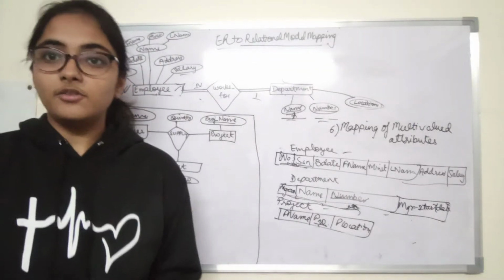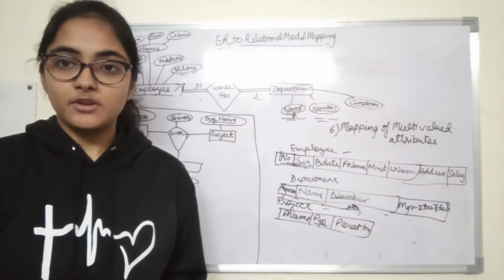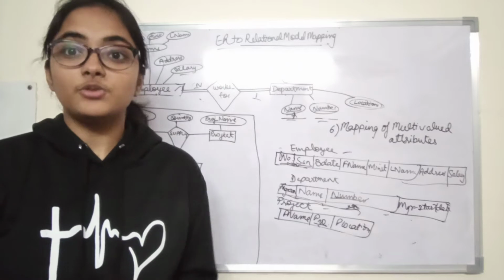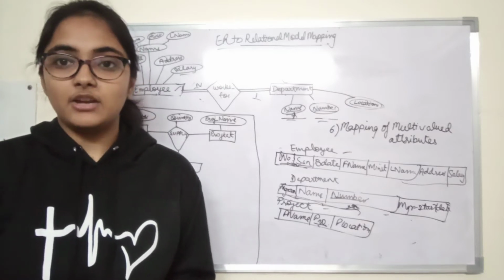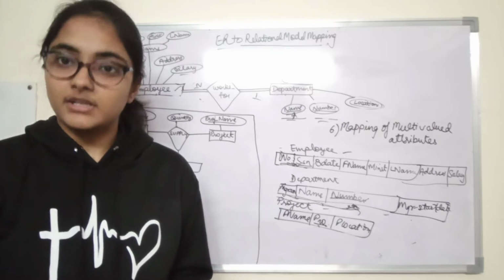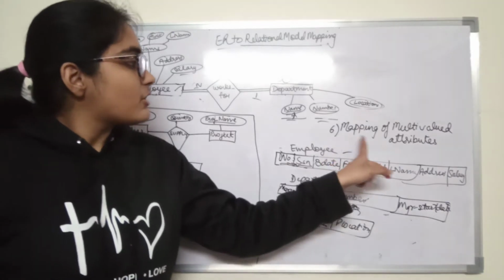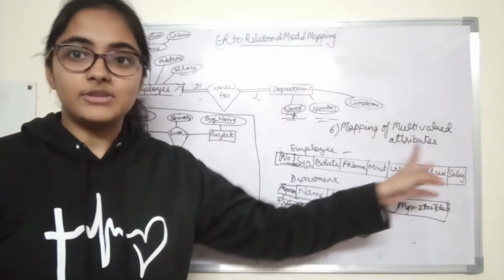Till the previous video, we talked about the first 5 steps of the algorithm to map ER model to relational model. So in this video, we are going to be talking about the 6th step of the algorithm to convert ER model to relational model. The 6th step talks about mapping of multi-valued attributes.